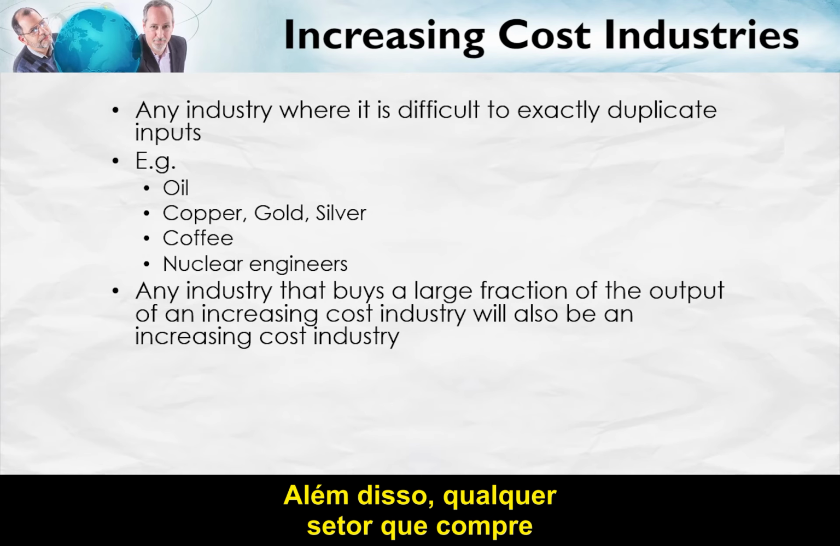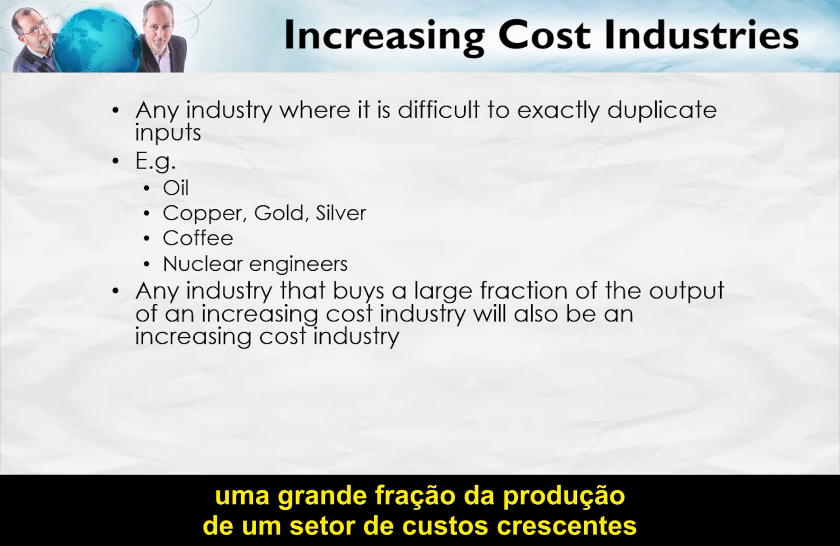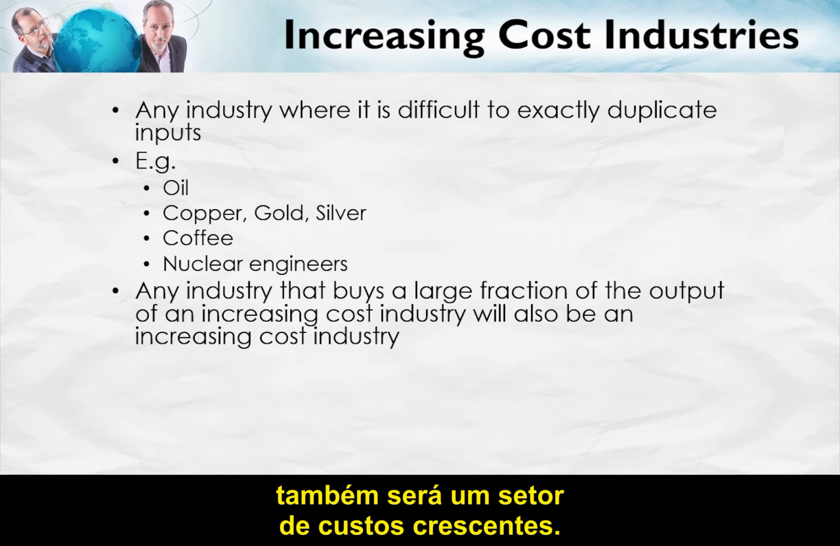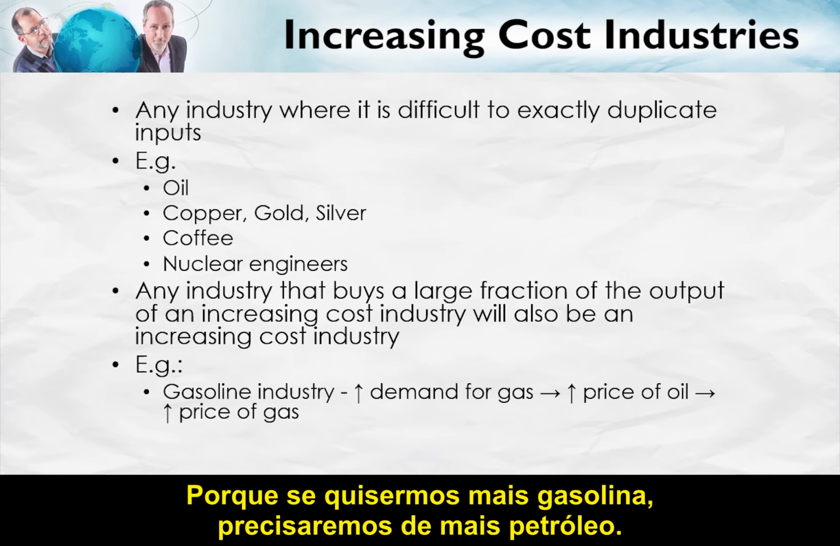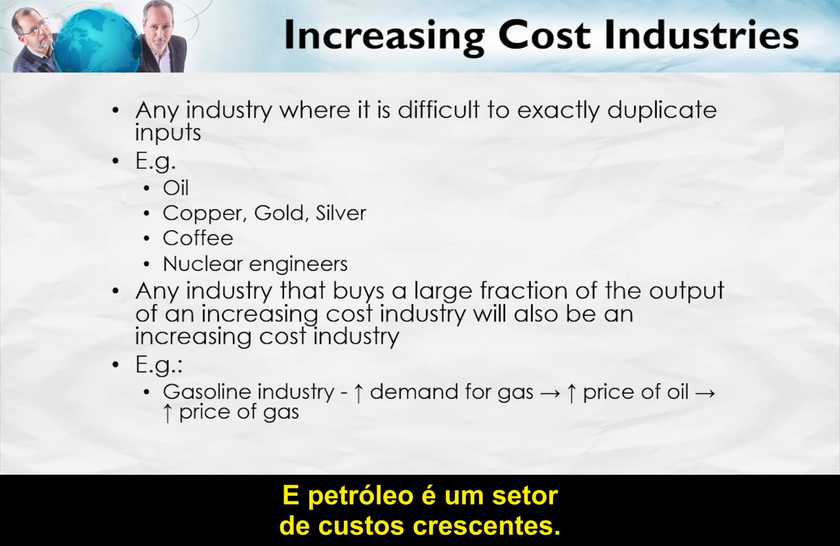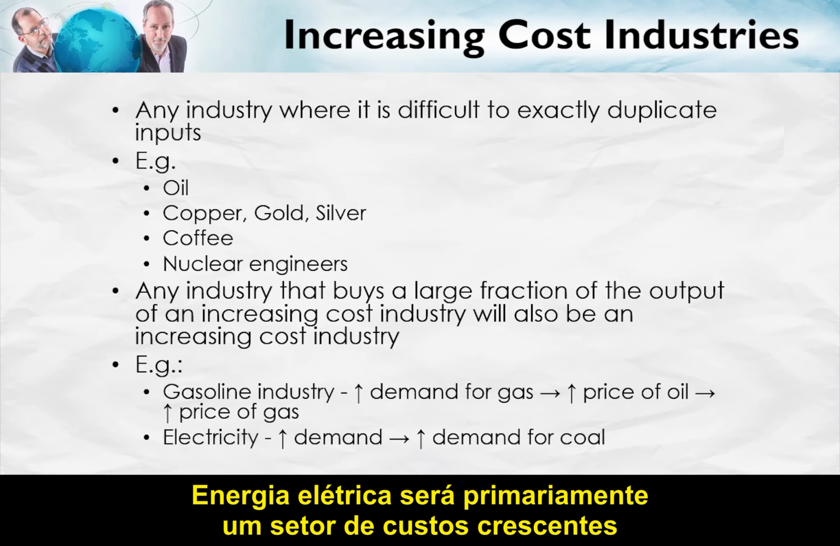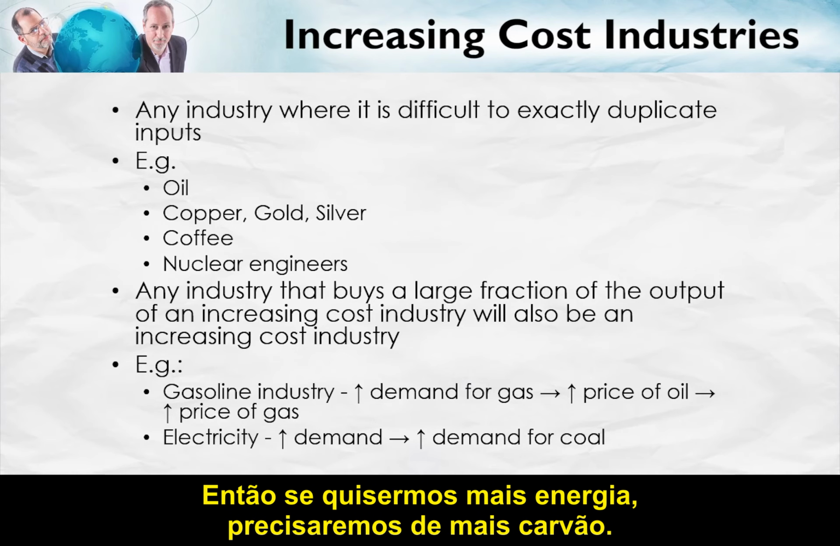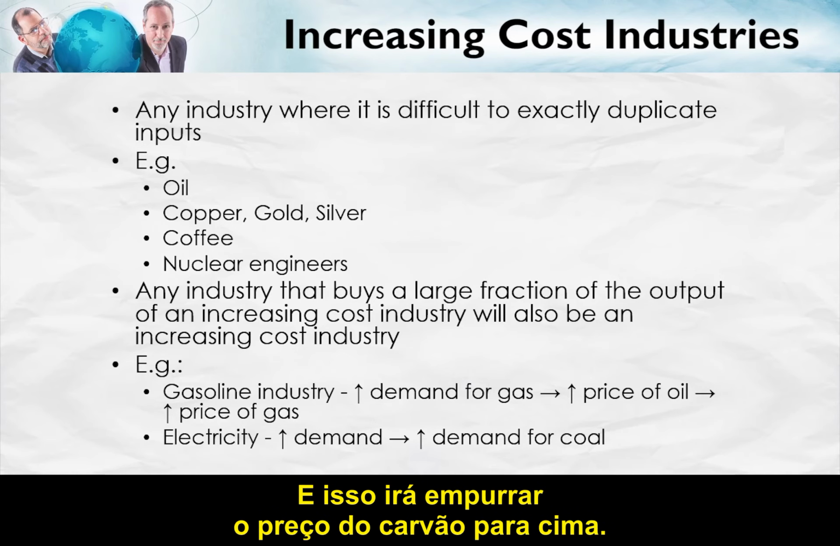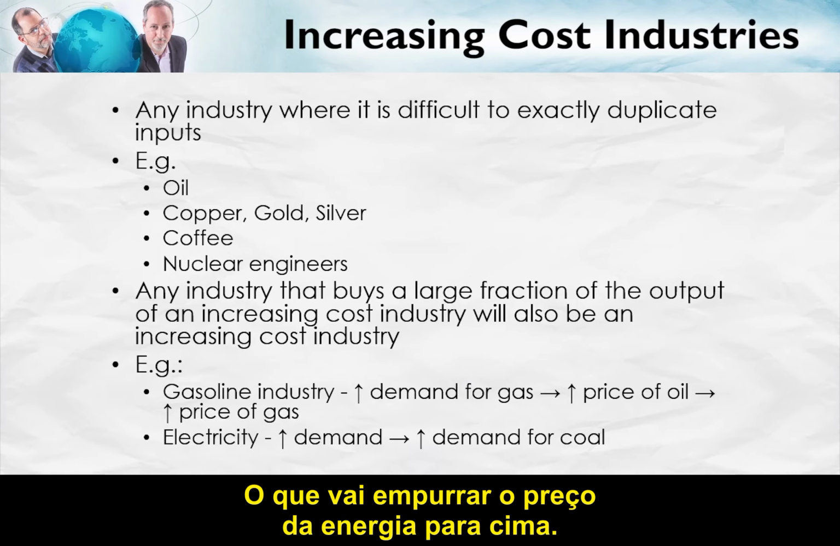Moreover, any industry that buys a large fraction of the output of an increasing cost industry will also be an increasing cost industry. So pretty obviously, gasoline is an increasing cost industry because if we want more gasoline, that requires more oil, and oil is an increasing cost industry. Electricity will primarily be an increasing cost industry to the extent that we generate our electricity from coal. So if we want a lot more electricity, we're going to require more coal, and that's going to push the price of coal up, which is going to push the cost of producing electricity up.